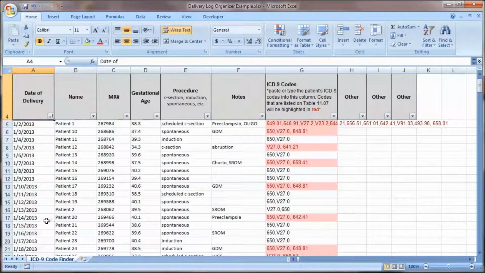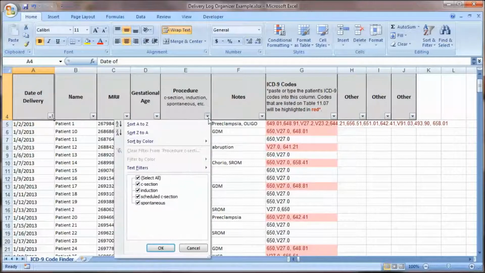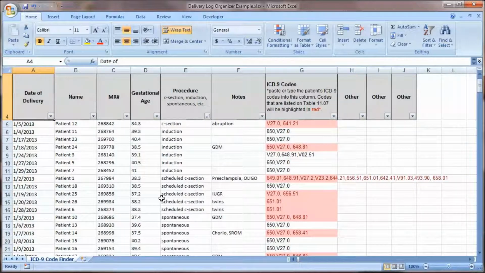Here I have it sorted by date, but to count the number of inductions, I'm going to sort by procedures. And this is information that can be copied and pasted into this, or hand done. You may find that time consuming. In January, General Hospital experienced 6 inductions.